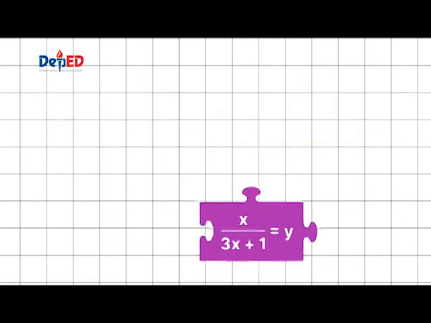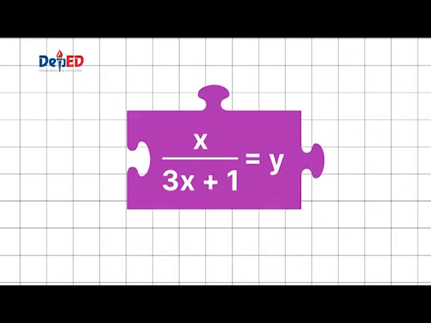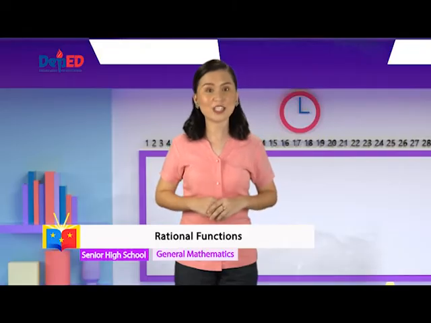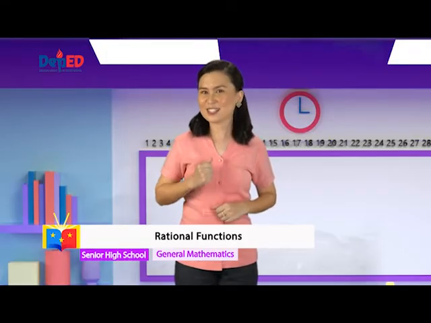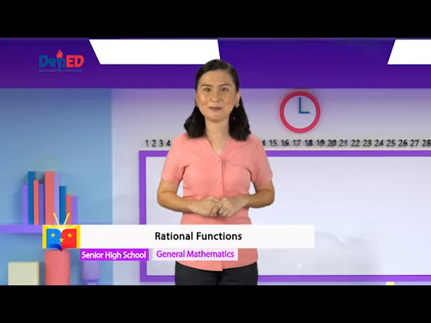Since x and 3x plus 1 are polynomials and are expressed as a ratio, and it is equal to y, another notation for f of x, then we say that this is a rational function. We just have finished distinguishing rational equation, rational inequality, and rational function. Great job! Still motivated? Let's continue.